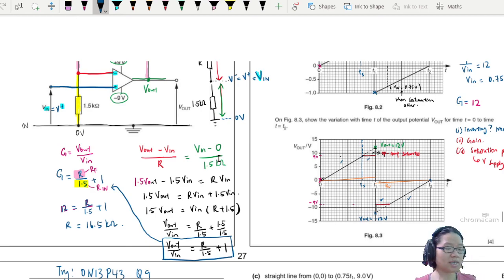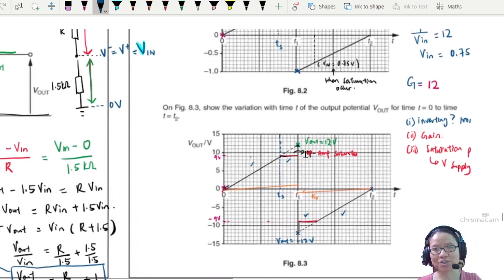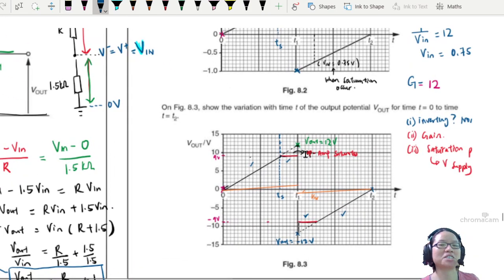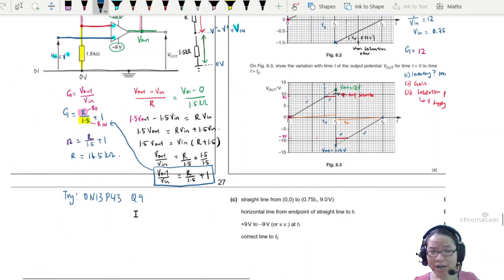All right. So in the next example, I won't go through the potential divider method again. I will just jump straight into the equation. Hopefully here you understand how to draw the graph and you get a greater appreciation of what it means by the op amp being saturated. Okay, so that was a bit of behind the scenes for the recording there. So give these questions a try.